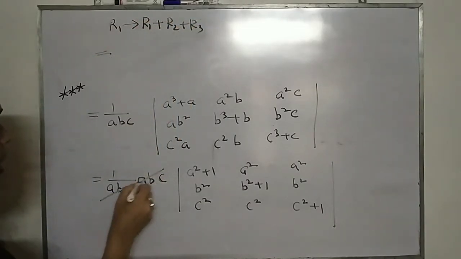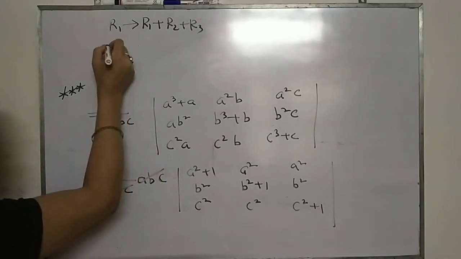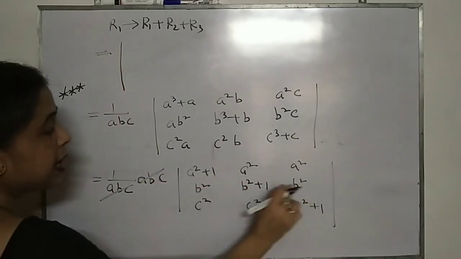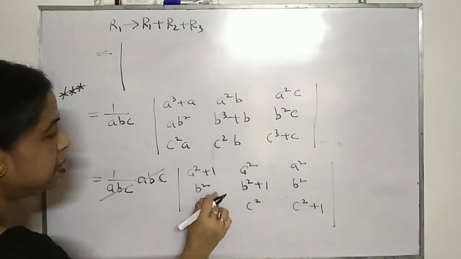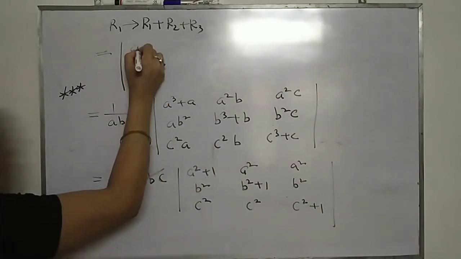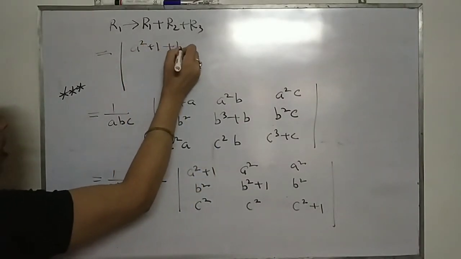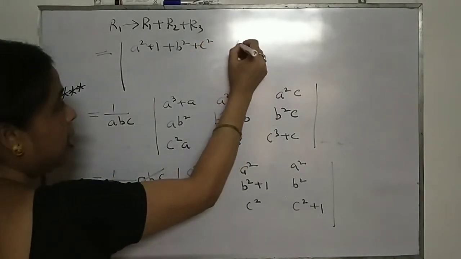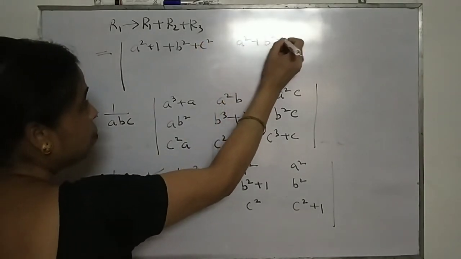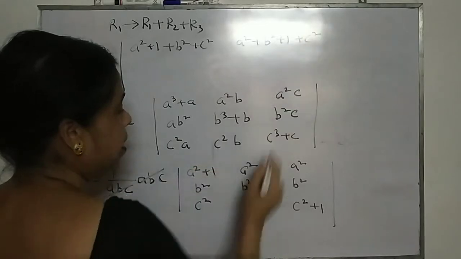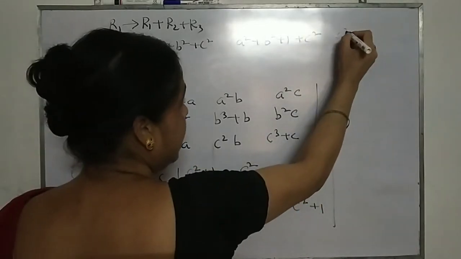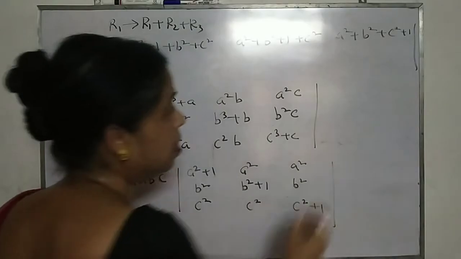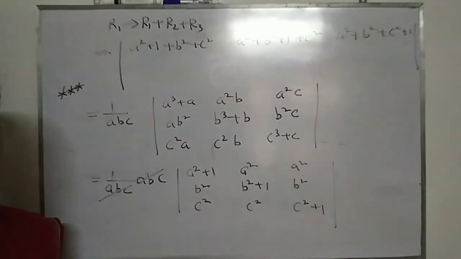And on this side we can cancel out. What is left here? R1 plus R2 plus R3. This is first row, this is second row, this is third row. Multiply this with this, similarly others. A square plus 1 plus B square plus C square. First row let us complete. A square plus B square plus 1 plus C square. Third, A square plus B square plus C square plus 1. Okay, this is your first row completed.